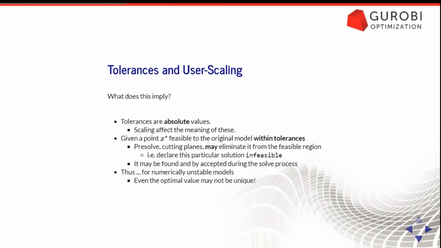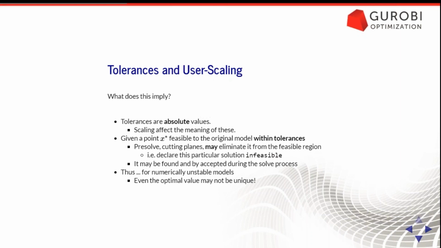It also means that you may have a feasible solution that satisfies the set tolerance that I said before, but even having a solution that violates a constraint by just, let's say, 10 to the minus 7, presolve or even a cutting plane may decide at some intermediate step of the algorithm to cut it off and mark that solution as infeasible. And why can that be troublesome? Well, because it means that at least for models where the numerics are challenging, the optimal value may change depending on the path that the algorithm takes.